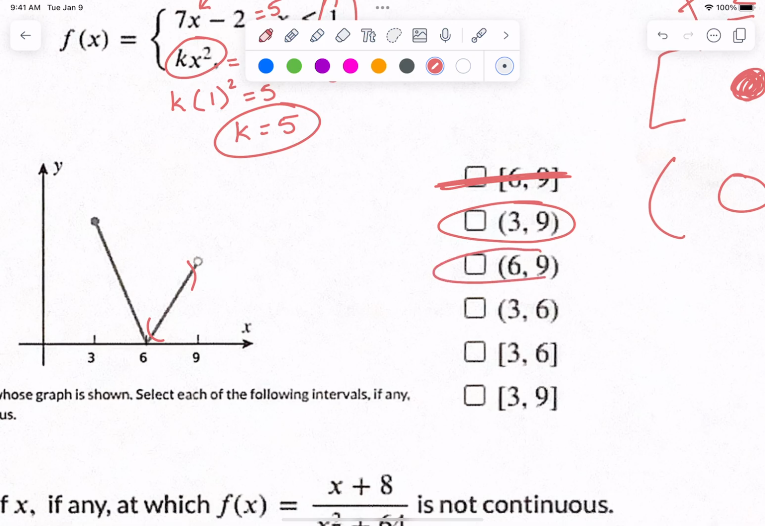Yes. The third one? Yes. What about 3 to 6 inside? Yes. What about 3 to 6 including 3 and 6? Yes. What about 3 to 9 including 3 and 9? No, because the 9 is not a thing.